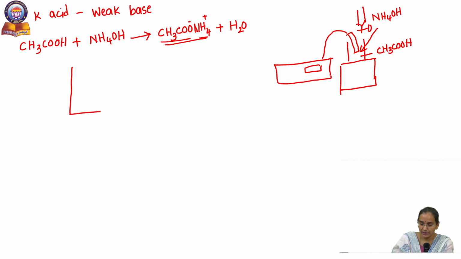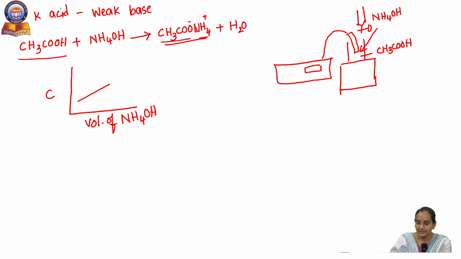So if we plot a graph between volume of ammonium hydroxide versus conductance, there will be slow increase in the conductance till acetic acid neutralizes. And after neutralization of acetic acid, if we add ammonium hydroxide, then it remains constant because there is no change in the number of ions. So the conductance will remain constant. Then the intersection of these two lines will give the endpoint.